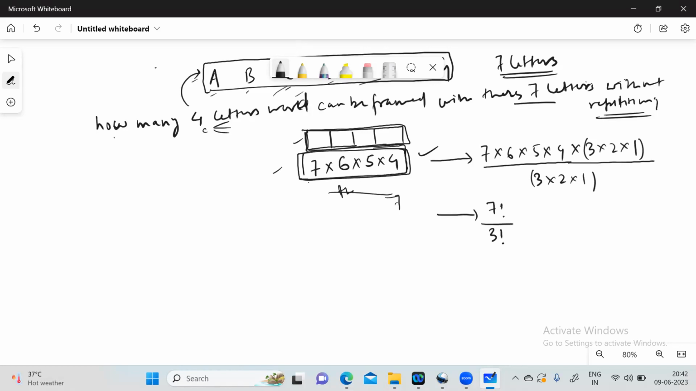And why did we get this 3 factorial? Because we had to use just 4 letters. So we can write it again as 7 factorial divided by 7 minus 4 factorial. Is it clear to everyone?